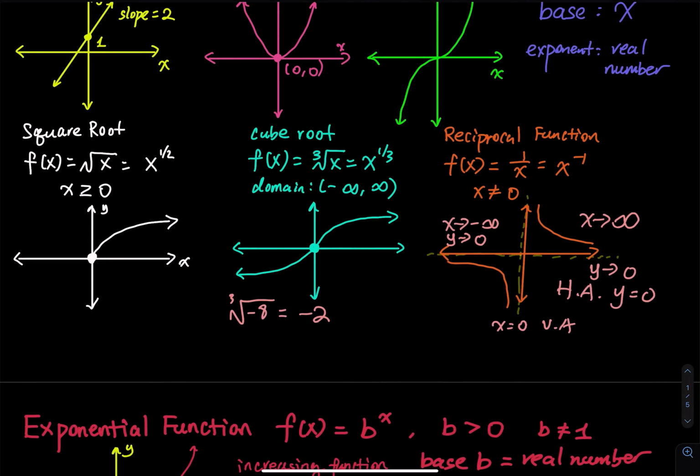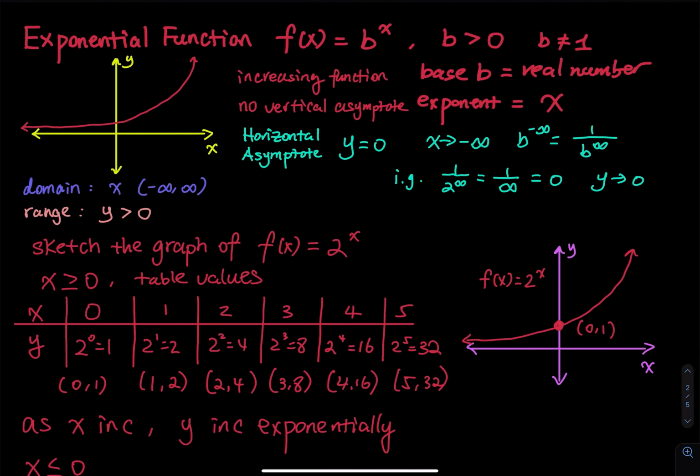But for the exponential function, do you see that the base is just a real number? So the base b is just a real number, and you have to specify that b cannot be equal to 1, because when b is equal to 1, 1 raised to any power is equal to 1, then the function is not interesting at all, right? When b is equal to 1, there is nothing to analyze, and we want the base to be greater than 0, all right?